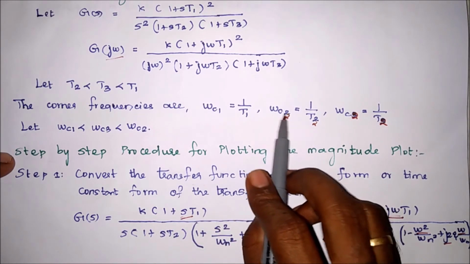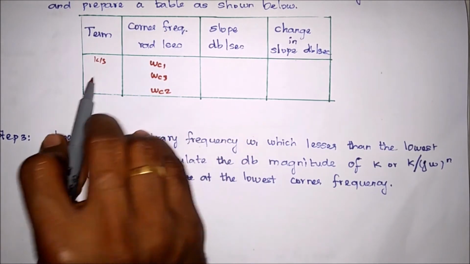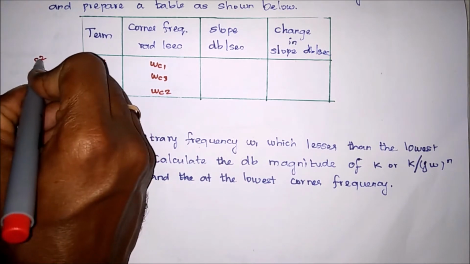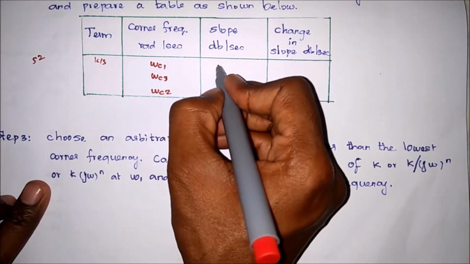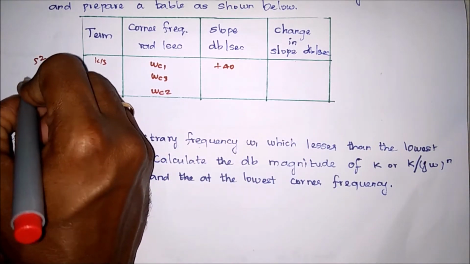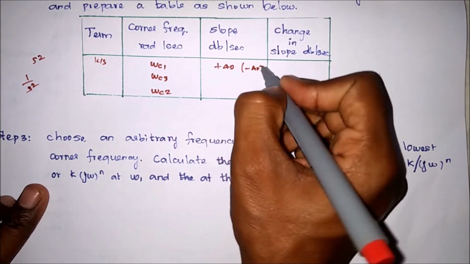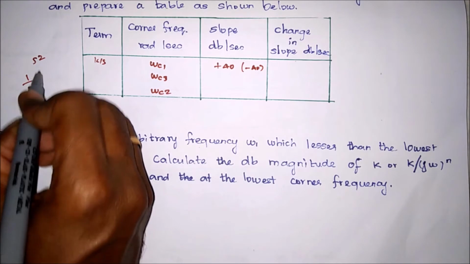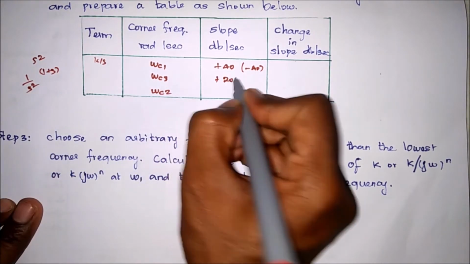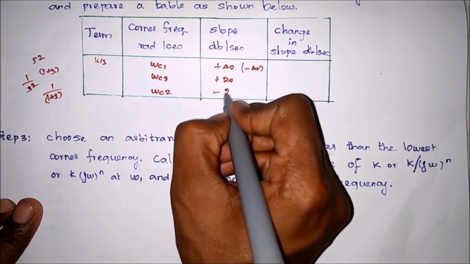Here ωc3 is the middle corner frequency. According to the corner frequencies we have to write the corresponding slopes. Suppose s square is in the numerator, here we write plus 40. Suppose s square is in the denominator, here we write minus 40. Suppose a 1 plus s term is in the numerator, we write plus 20. If a 1 plus s term is in the denominator, we write minus 20.